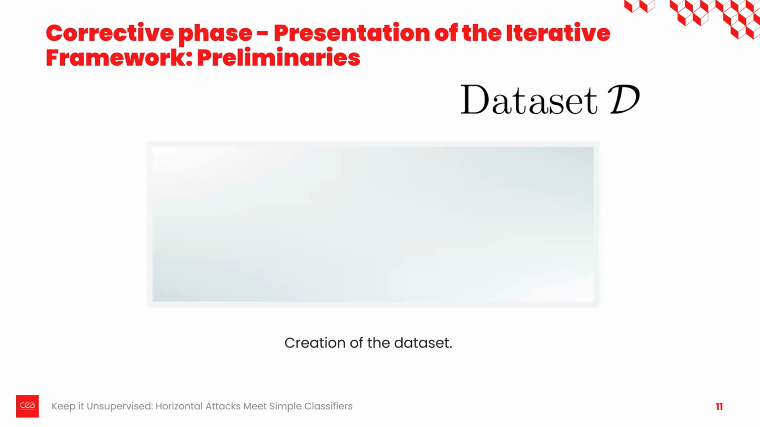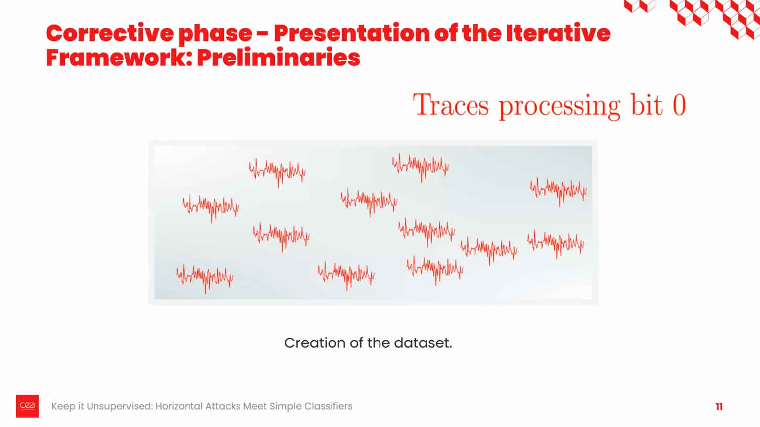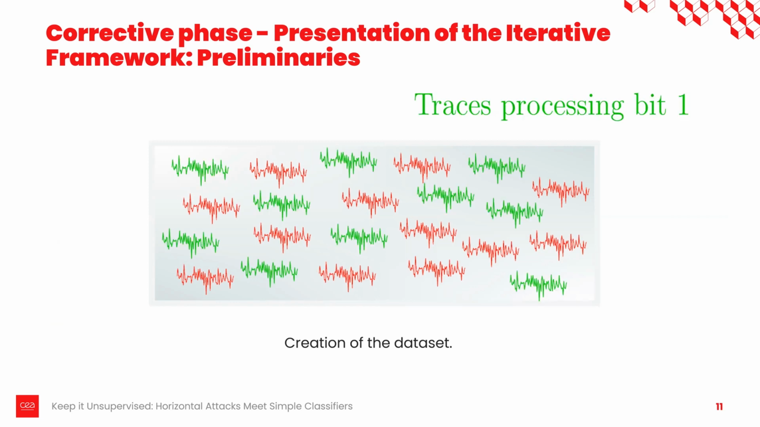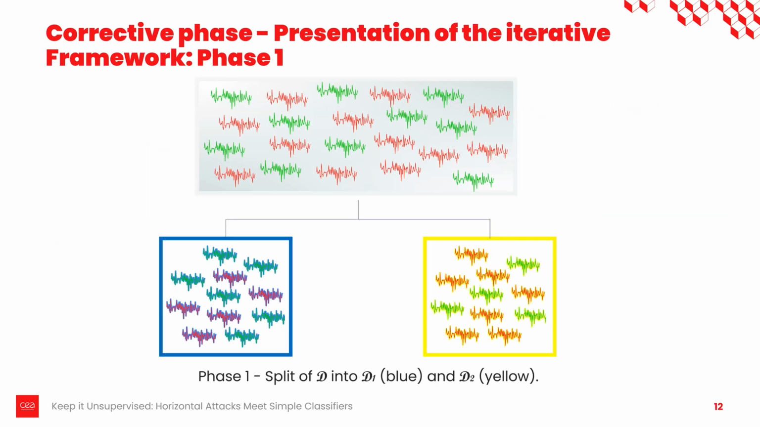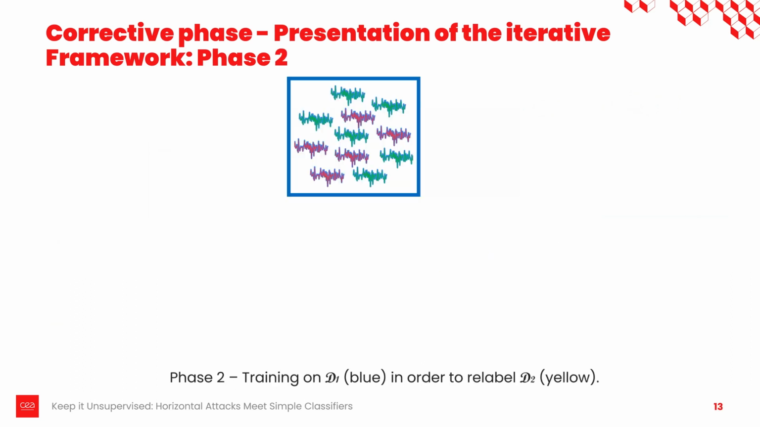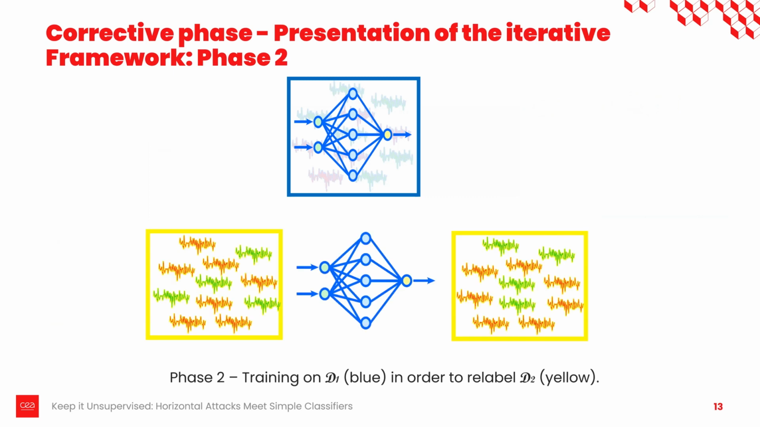So we first consider the dataset, which contains traces pre-labeled as processing bit 0 and bit 1. And then we split the datasets at random into two datasets, the blue one and the yellow one. We train a neural network on the blue dataset in a supervised manner in order to let it classify the traces consistently with the pre-labels. And then we use the just trained neural network to predict labels on the yellow dataset.